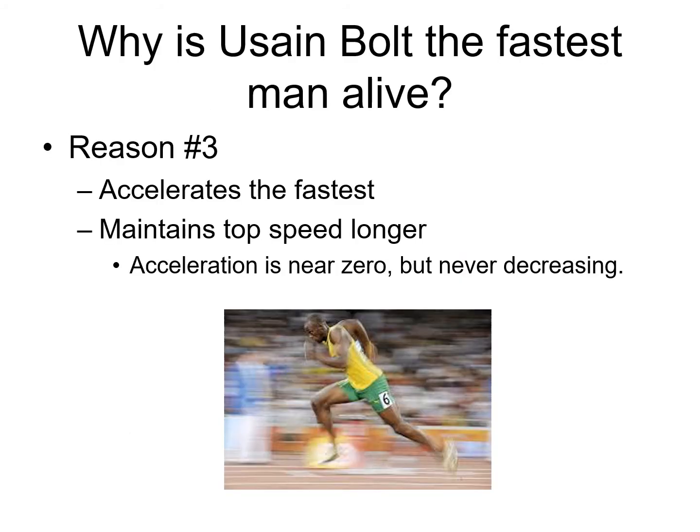So why is Usain Bolt, I'll give up, the fastest man alive? He accelerates the fastest and he maintains top speed longer. His acceleration is near 0, but it is never decreasing. Compared to his fellow sprinters, they may have accelerated, but they got to their top speed sooner. Usain Bolt maintains his top speed longer and never has a negative acceleration. So he never slows down until the end of the race where he eventually stops, but you get it.